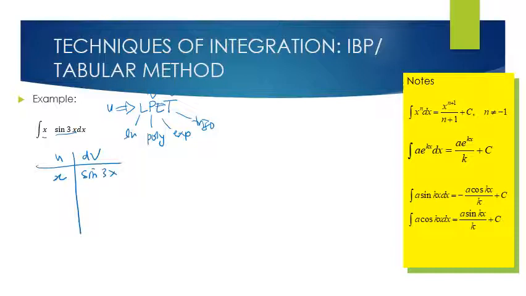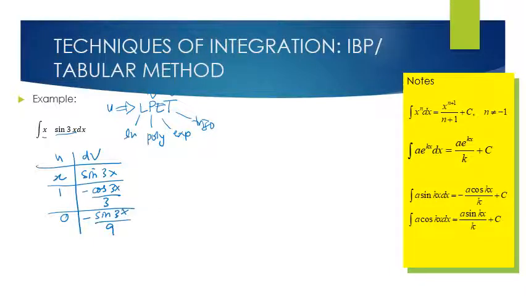Okay, you must always make sure we differentiate until we get 0. So differentiate x, we get 1. Differentiate 1, we get 0. Okay, we finish at this line. For the dv, sine 3x, we need to integrate. So sine 3x, we integrate, we get negative cos 3x over 3. Next, we integrate one more time, we will get negative sine 3x over 9.